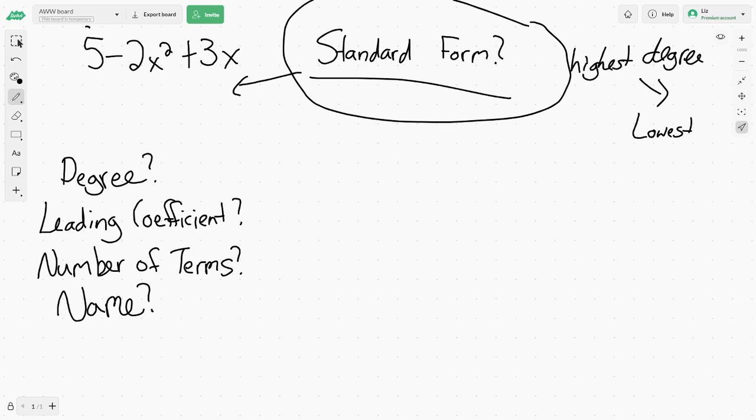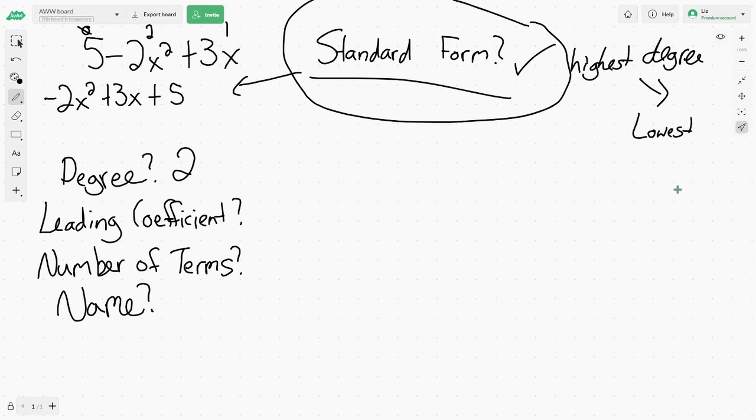So the 5 has a degree of 0, negative 2x squared has a degree of 2, and 3x has a degree of 1. To get it to standard form, we need the highest degree first, so negative 2x squared. Then go on down the line. 3x is a higher degree than 5. So now we have it in standard form. So that's done. Now we need the degree, which we already figured out: the highest term has a degree of 2, so it's degree 2.